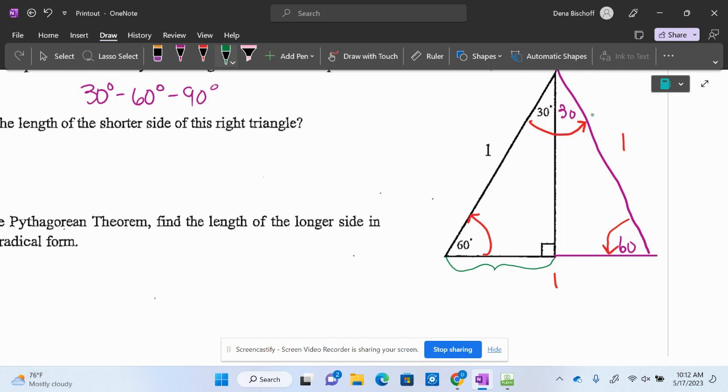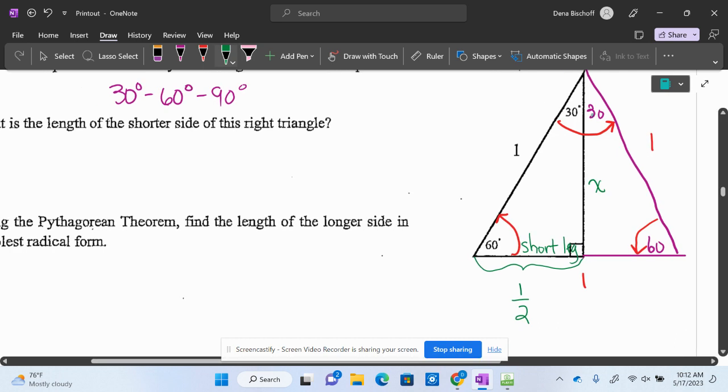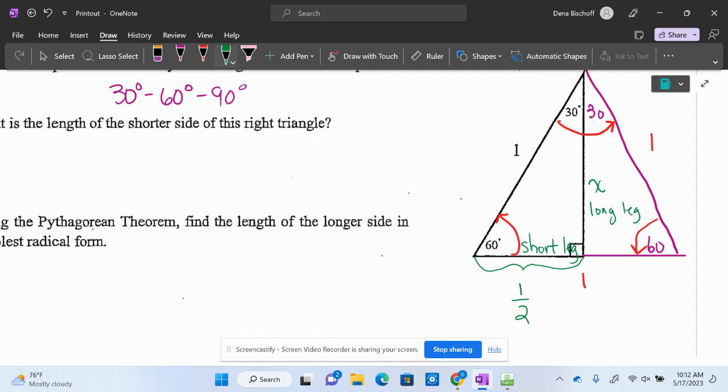Well, it's half of this side. Half of 1 is 1/2. And this is my short leg. This is the short leg, okay? So let's figure out this other side of the 30, 60, 90 triangle. Let's figure out the measure of the long leg, because that's what that other side is. I have a short leg and a long leg.